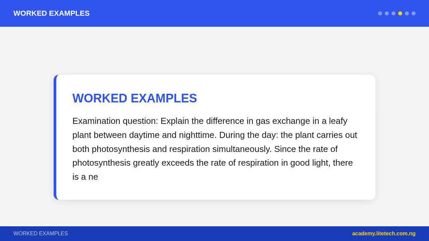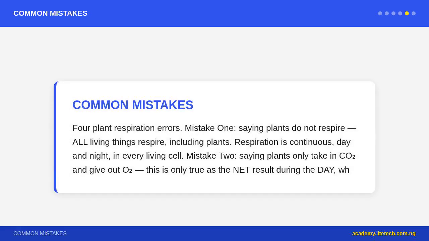Examination question. Explain the difference in gas exchange in a leafy plant between daytime and nighttime. During the day, the plant carries out both photosynthesis and respiration simultaneously. Since the rate of photosynthesis greatly exceeds the rate of respiration in good light, there is a net uptake of CO2 and a net release of O2. The plant appears to absorb CO2 and release O2.